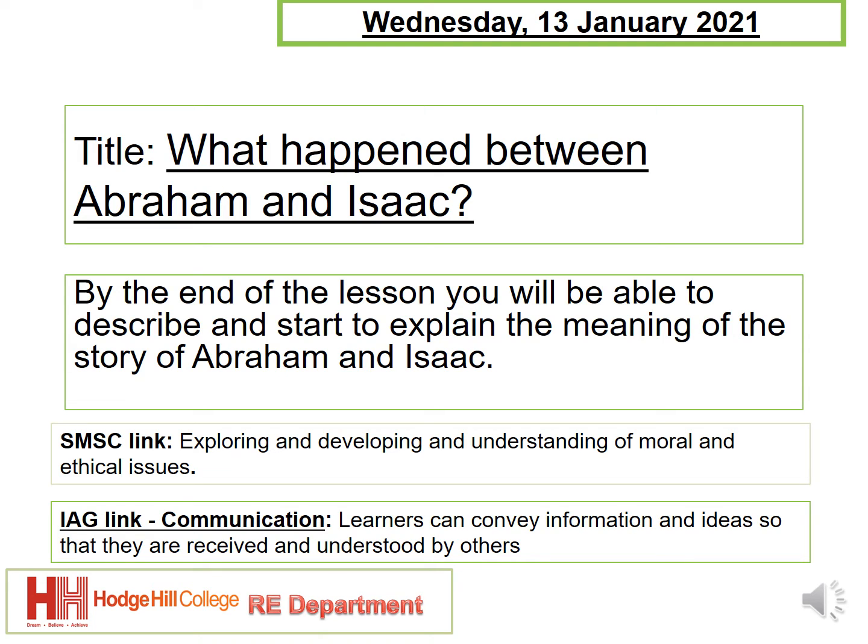Hi Year 9, we're continuing our scheme of work, Bloody RE. Your title for today is What Happened Between Abraham and Isaac. By the end of the lesson, you'll be able to describe and start to explain the meaning of the story of Abraham and Isaac. As part of this, we will be exploring and developing our understanding of moral and ethical issues.